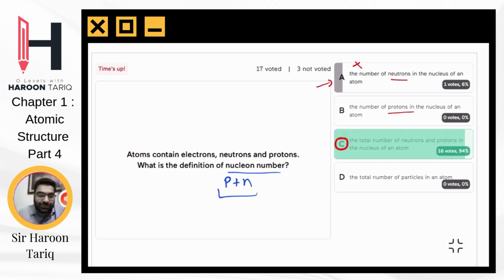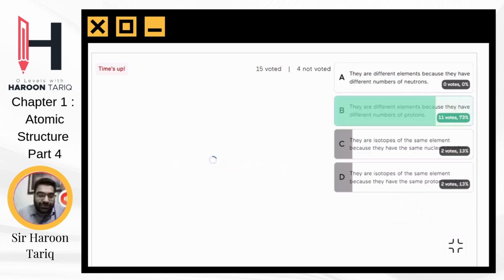B states the number of protons. No. Another name for the number of protons would be atomic number, not the nucleon number. Nucleon means everything that is in the nucleus of an atom. D states the total number of particles in an atom. No, what this means is protons plus neutrons plus electrons. We do not add electrons because the particles would contain electrons as well. So the correct answer here should be C.